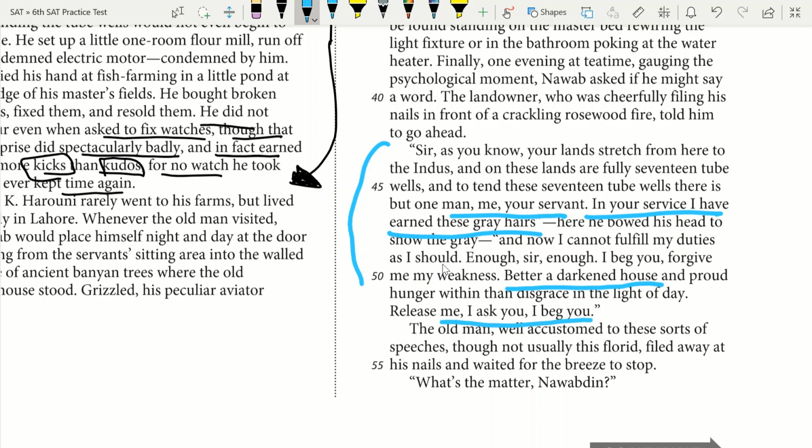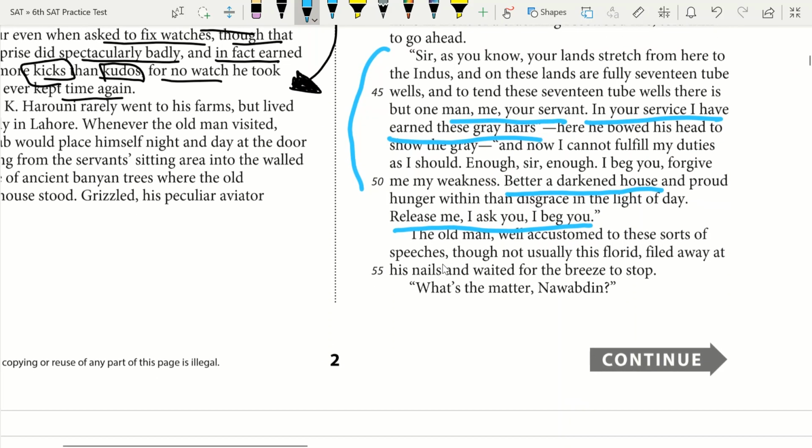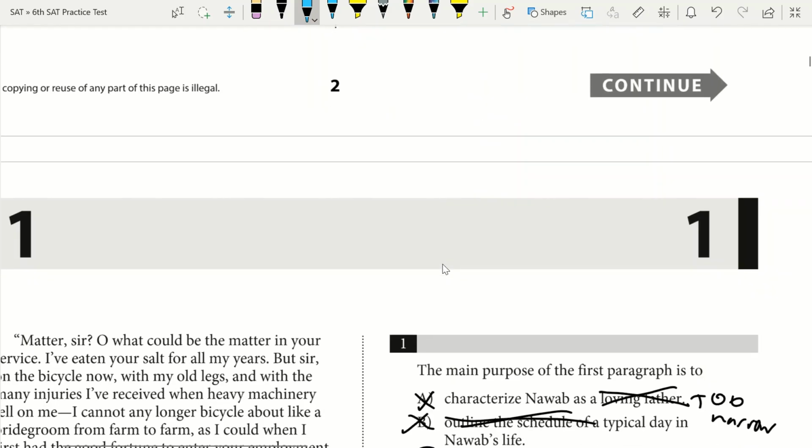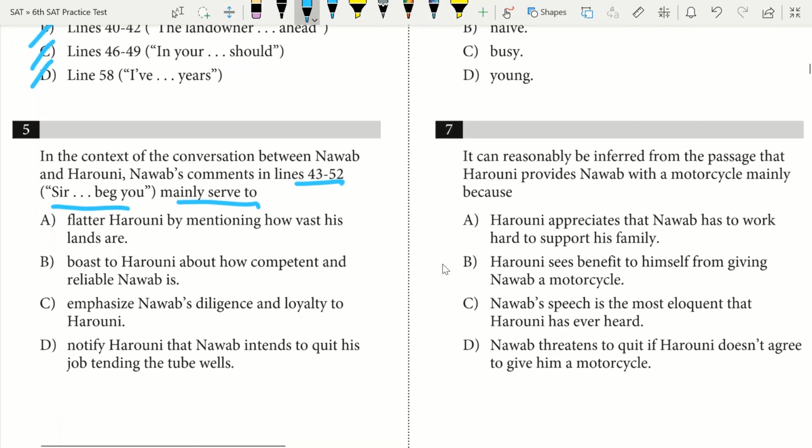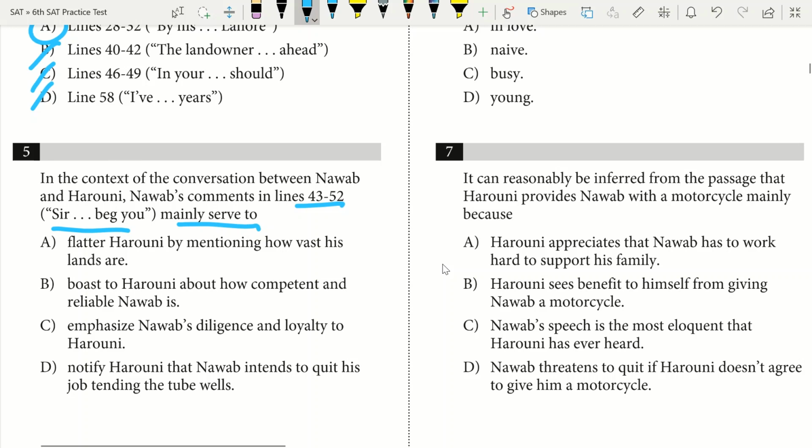So really the big thing here is he's talking about how he's gotten these gray hairs in his service, how he's gotten old, but how he's really done a great job being loyal to Haruni over the years. So really focusing in on Haruni's loyalty, or I'm sorry, Nawab's loyalty to Haruni is really what we're focusing on there. So that's going to be answer choice C, emphasizing Nawab's diligence and loyalty to Haruni because he's earned those gray hairs working for Haruni.